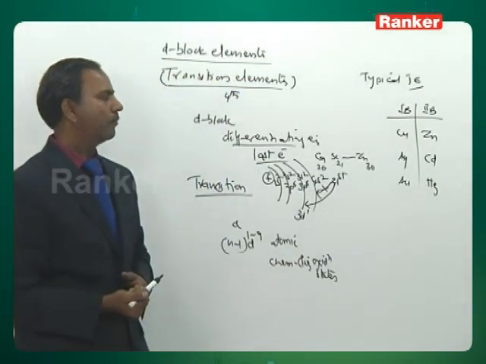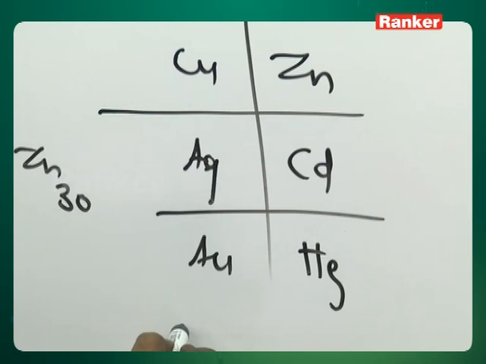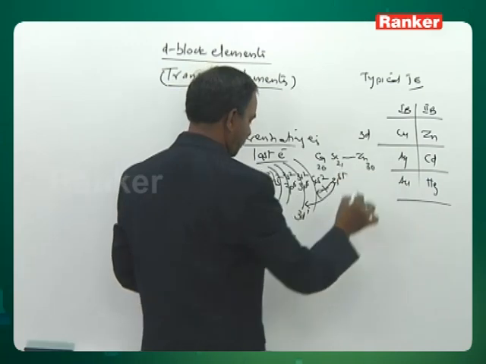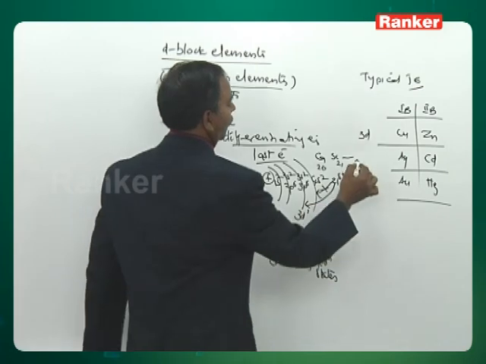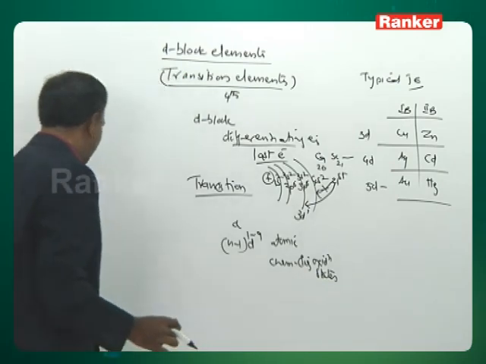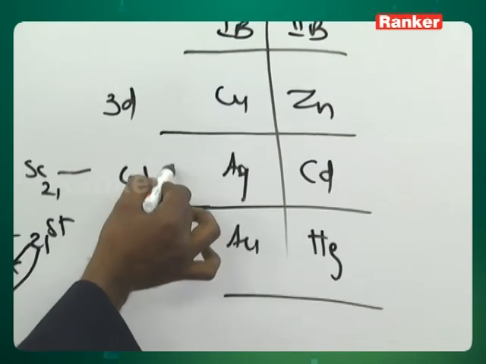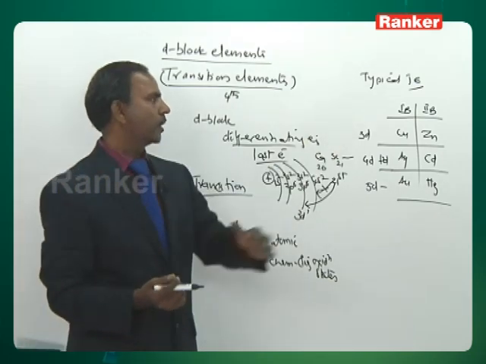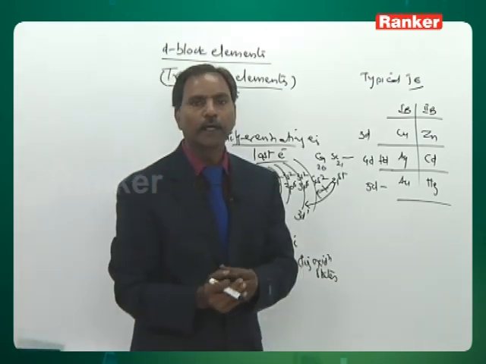Now consider copper, zinc, Ag, cadmium, Au, Hg. Copper and zinc are the 3d series, Ag and cadmium are the 4d series, and Au and Hg are the 5d series. In addition, in the case of 4d, I am writing one more element, palladium. Now let me show the electronic configuration of these 7 elements written on the board.